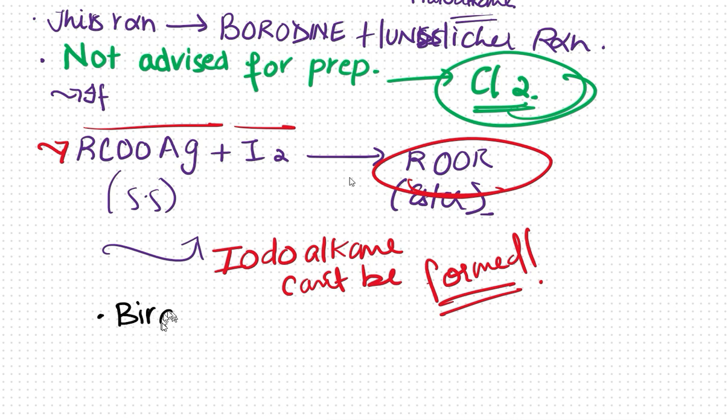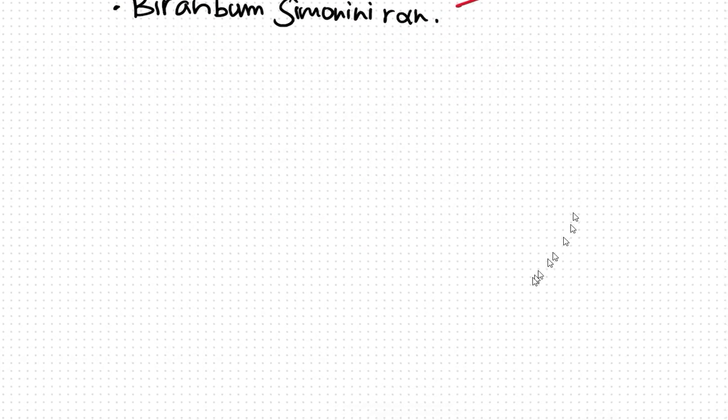This particular reaction where you get an ester, another fancy name for this reaction is the Birnbaum-Simonini reaction. This was the reaction in which we used our silver salt of carboxylic acid for preparing an ester, but iodoalkane is not formed at all from this reaction, and ester is formed in the place of iodoalkane. So this reaction is not at all favorable for the preparation of haloalkane.